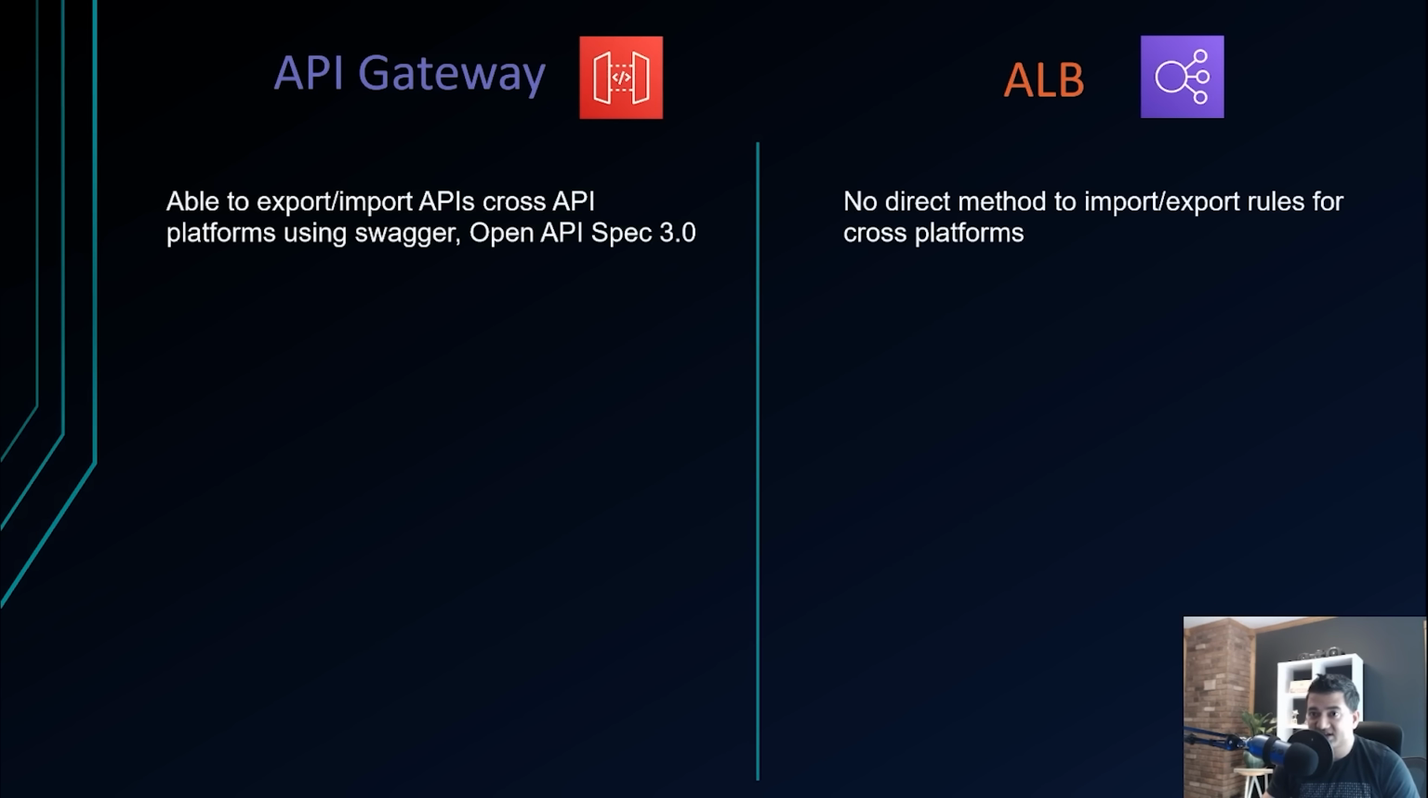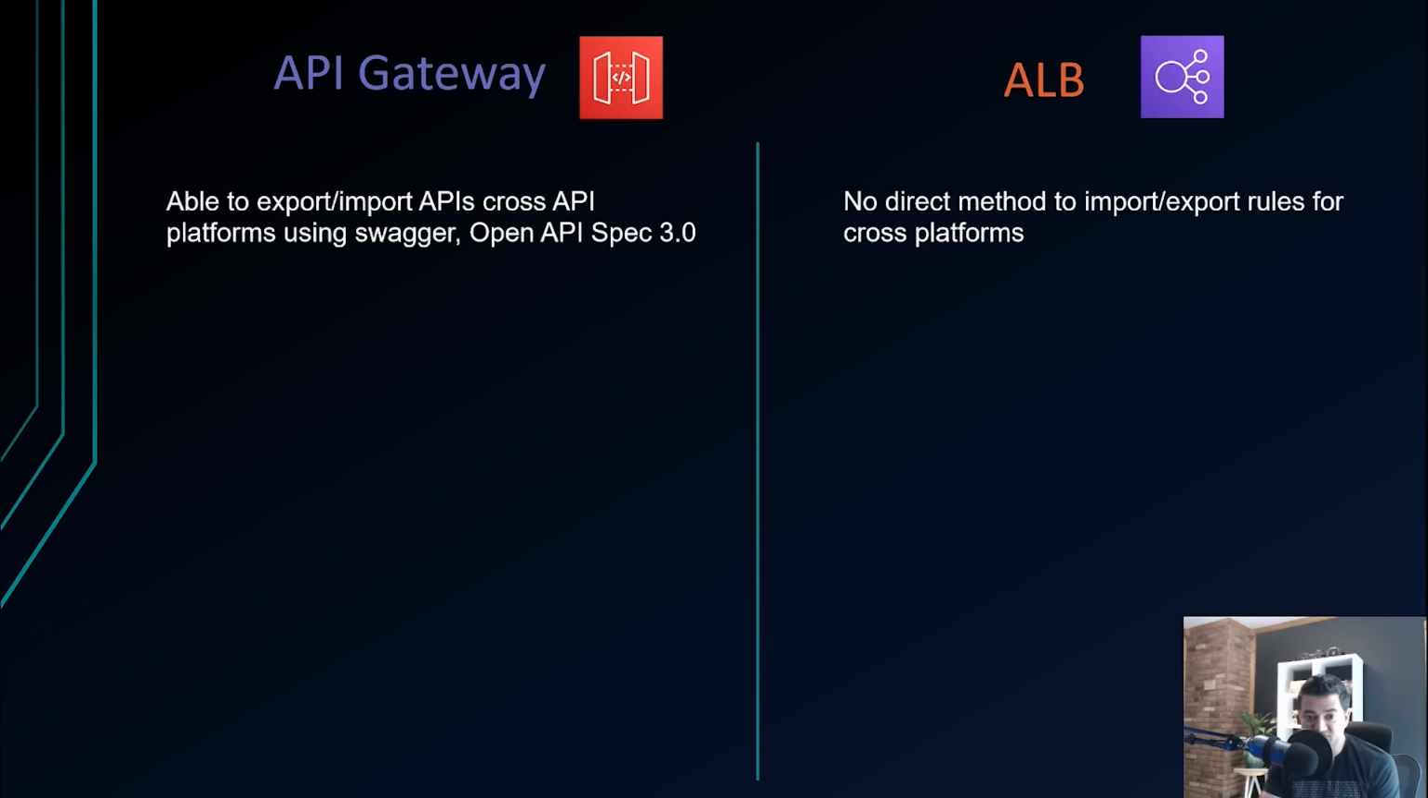Going next, with API Gateway you are able to export and import APIs from cross API platforms using Swagger or OpenAPI Spec 3. So basically, this is very, very popular. Let's say you are running your API today in Apigee, or some other API platform like Kong API, MuleSoft, etc., and you want to test out API Gateway. You can export those APIs from those platforms using Swagger, and you can import it in API Gateway, and your API will be defined.